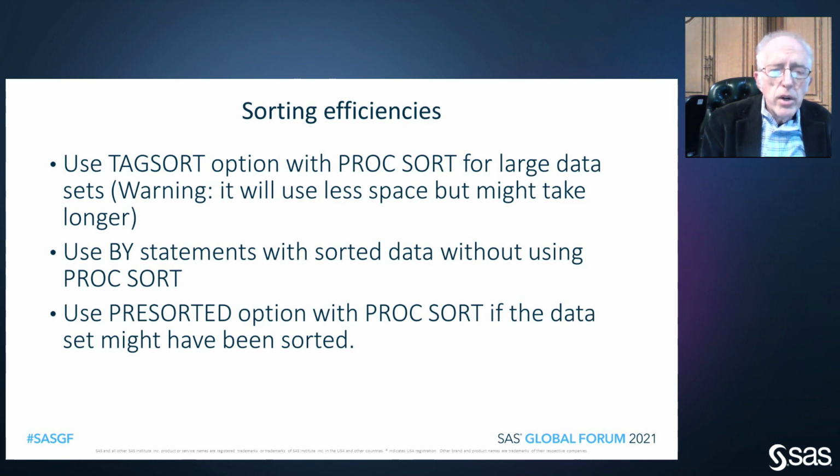And you can use the presorted option with proc sort, and that'll check if the data set might have been sorted, and if it has been sorted, then it won't run the sort. I wouldn't use that all the time, though, because if you know it's been sorted, then the presorted is an extra step that you wouldn't need to take. So use the presorted with the proc sort if you're not sure if the data has been sorted. It's an extra check, so if you're sure it hasn't been sorted, just go ahead and use the proc sort.